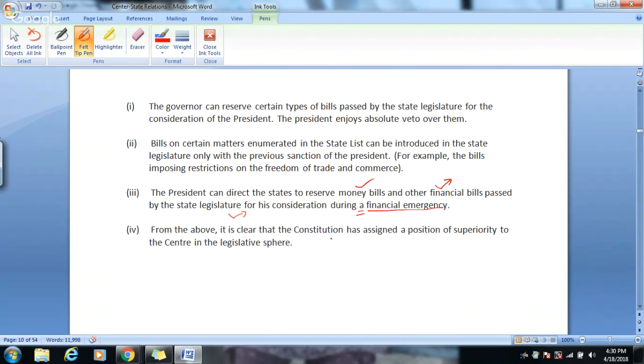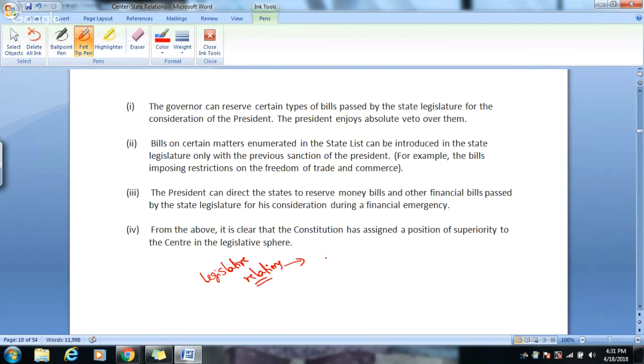So it is clear that the Constitution has assigned a position of superiority to the Center in the legislative sphere. In the federal system there is division of powers between the Union and states. However, by all the above points, we see that the Union is more powerful, that is, the Center is more powerful. This is required for maintaining harmony and coordination, that is, cooperation between the states and the Center for maintaining the federal structure of the Indian Constitution. So this is all about the legislative relations with respect to the Center and state relations.